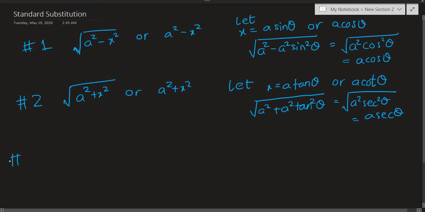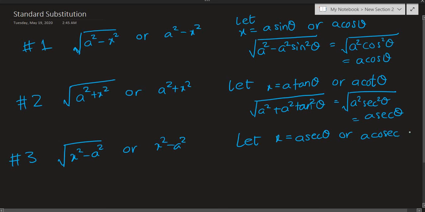Okay, so standard substitution number 3 says if you have an expression of the form square root of x squared minus a squared, or just lose the root, x squared minus a squared, then you go for the substitution x equals a times secant of theta or a times cosecant of theta. And you know why?